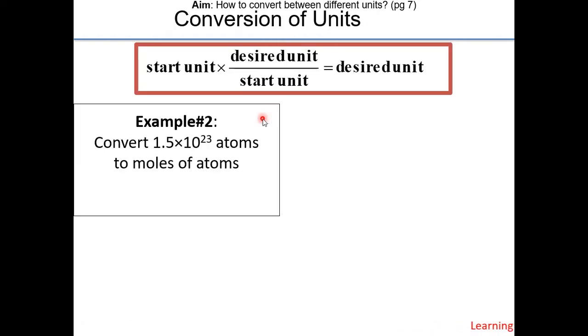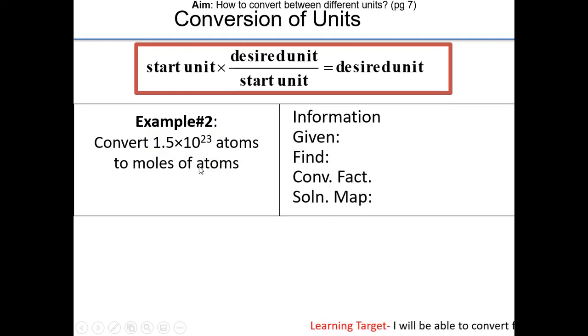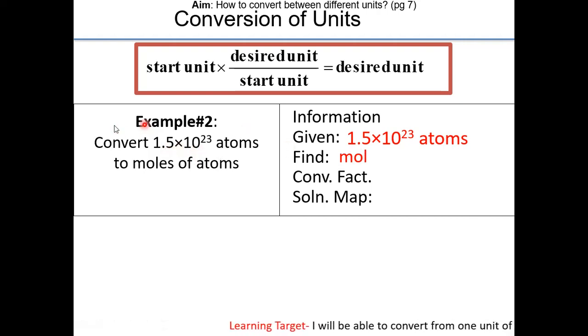So let's do another example. Here we want to convert 1.5 times 10 to the 23rd atoms to moles of atoms. Right? This might look complicated because we're dealing with a big number, but it's actually not. So we're given atoms, a lot of them, in fact. We want to find the mole. Okay? How many moles is this?